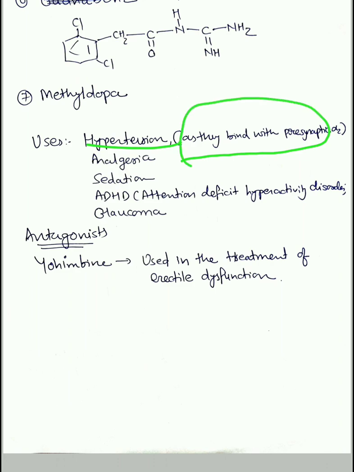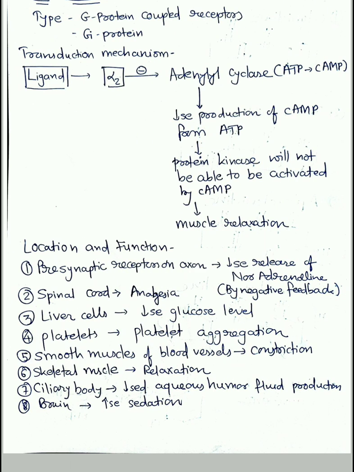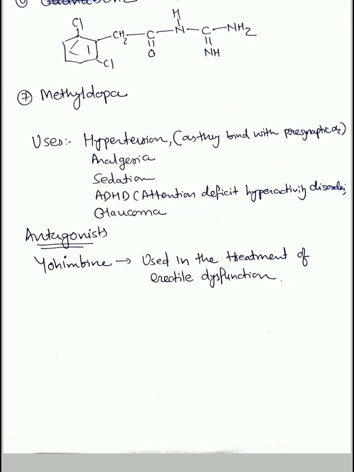this mechanism. As I've told you that alpha-2 receptors are also present on presynaptic neuron, and there, see here, this function, decrease release of noradrenaline. So by this mechanism, it is used in treatment of hypertension, because what they do, they decrease the release of noradrenaline, and that's why they decrease blood pressure indirectly. So that's why it is used in hypertension, though they cause blood vessel constriction.